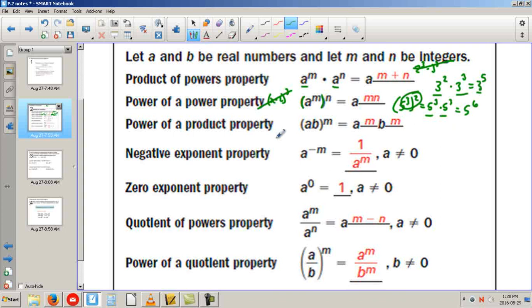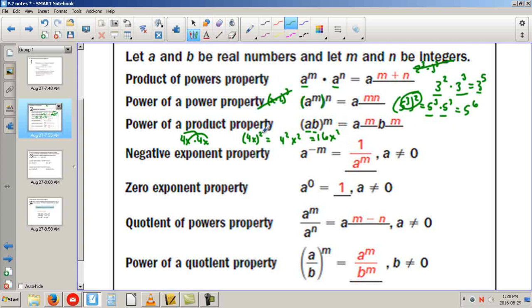Then we get to the power of a product property. If you have two things that are being multiplied, like 4 and x, and you want to square them, you can square them individually. Notice a to the m, b to the m. That'd be 4 to the second, x to the second. Because really what you're doing is you're taking 4x and you're timesing it by 4x. Well, 4 times 4, that's 4 squared. x times x, that's x squared. So this is really 16x squared.